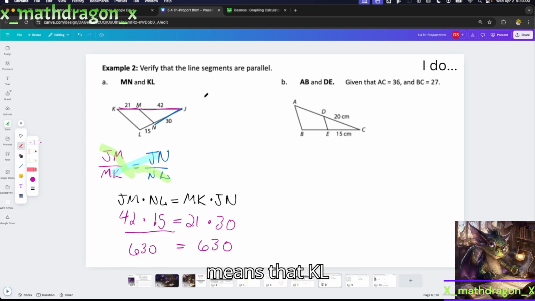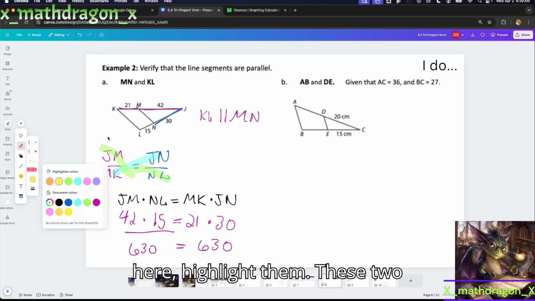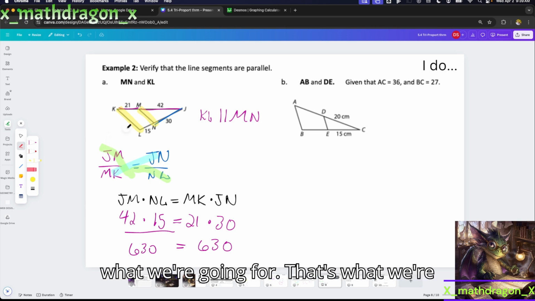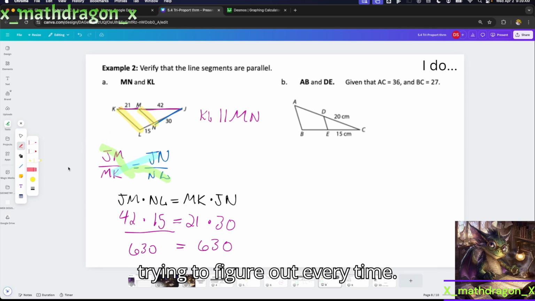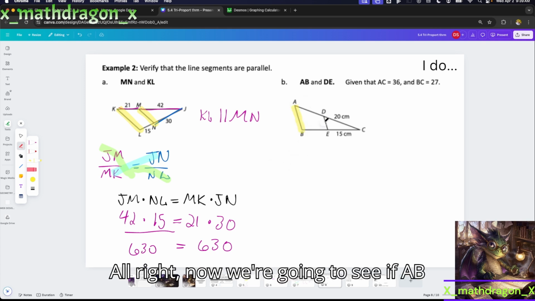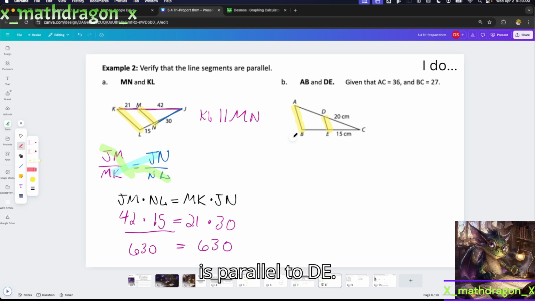So that means that KL is parallel to MN. So these two lines right here, highlight them. These two lines are parallel to each other. That's what we're going for. That's what we're trying to figure out every time. All right, now we're going to see if AB is parallel to DE.